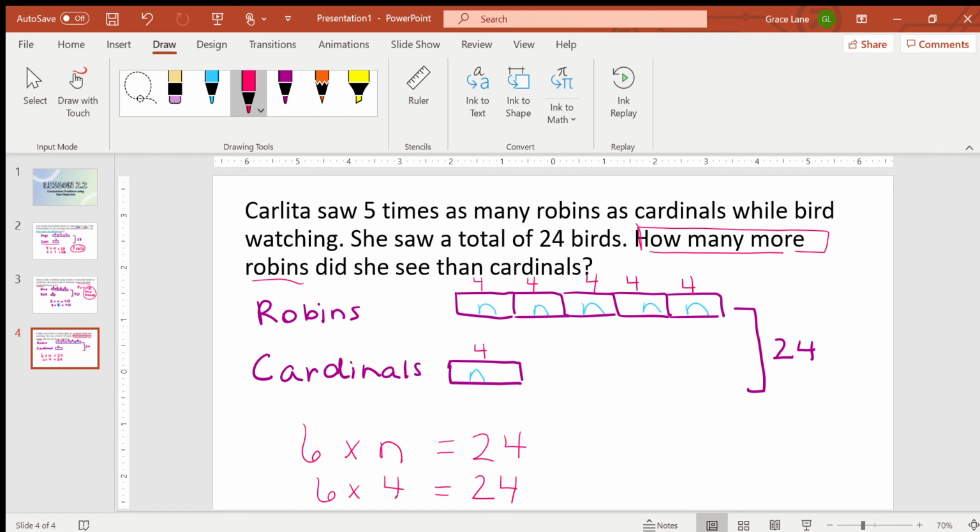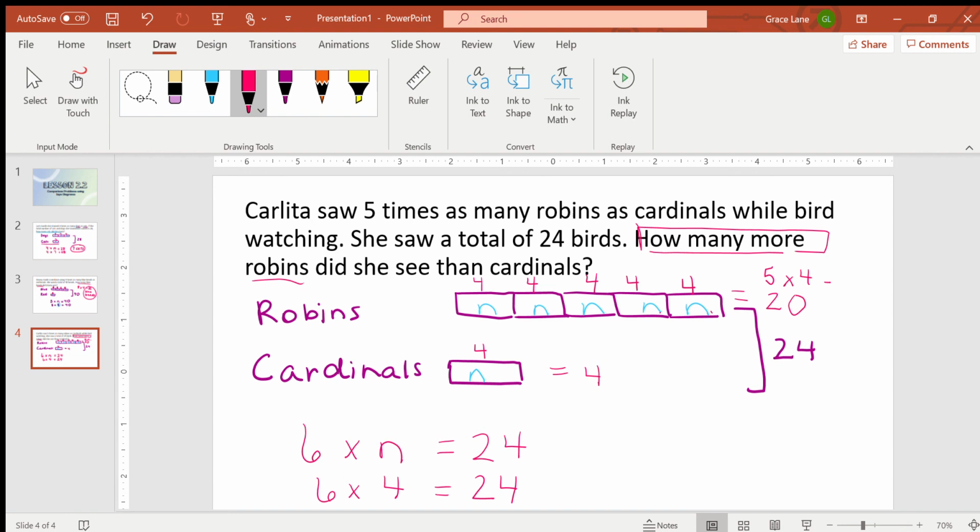And so if you look at my tape diagram, I know that there were only 4 cardinals because there's literally only one box representing cardinals. However, for robins, there's 1, 2, 3, 4, 5 boxes. So use a math fact here. 5 boxes times 4 each will equal 20. So I know that there are 20 robins.